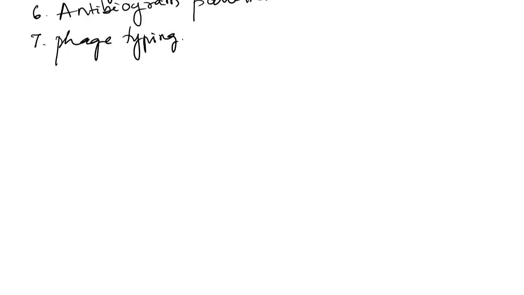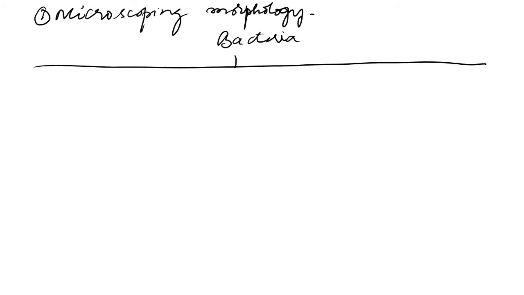Now coming to the first one, the microscopic morphology. You can understand this from the term itself. It means the morphology of the bacteria which you can see in the microscope. So what is the shape of the bacteria under the microscope? Under the microscope, the bacteria can be classified into either of the following.